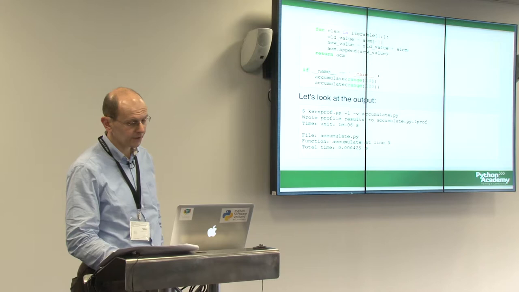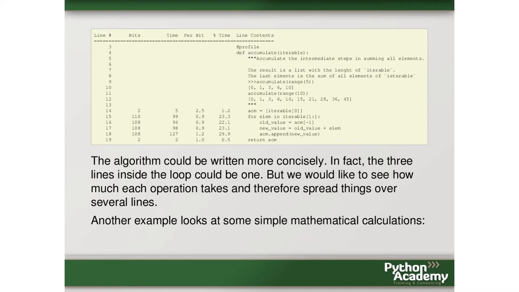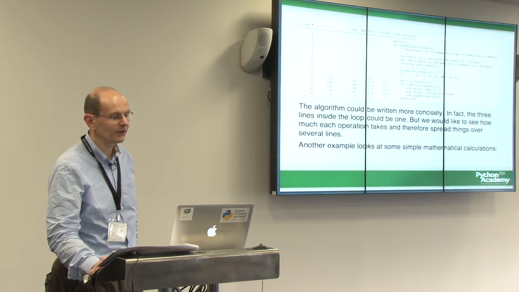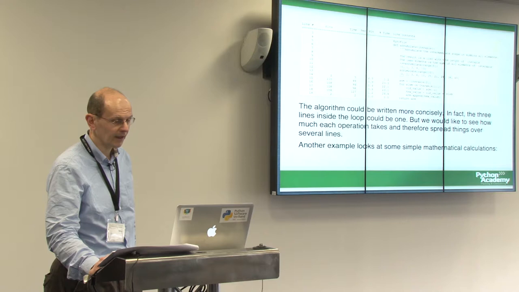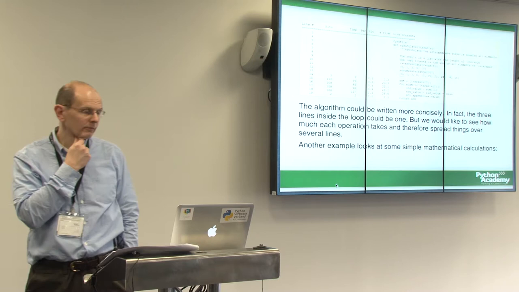It shows me that my file accumulate ran for a pretty short time. Then I get an output with a very nice breakdown of what's happening here, and you see how much time you spent on which operation. The docstring takes no time. Just accessing this iterable zero is a small portion of the time. Then going through the loop, the slicing takes 23% of the time, and all this assignment takes some time. The append takes pretty much the same time, 20-30% here. And then they return. Then you can get a feeling where it's worthwhile to optimize in your loop.